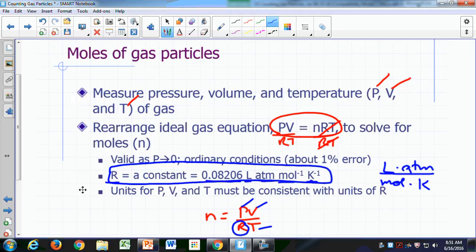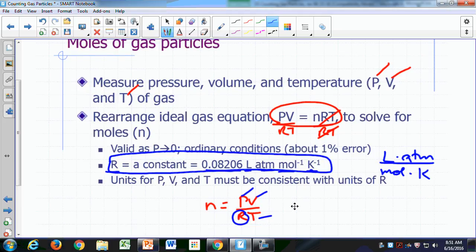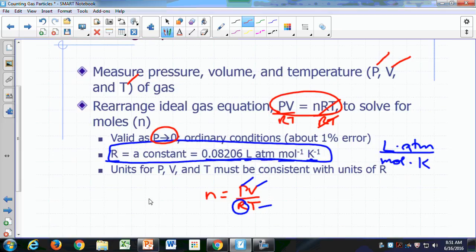And like I said, the ideal gas equation, as we've said in a previous lesson, there's a reason it's called ideal, and the reason is that, strictly speaking, it's valid only as pressure approaches 0. Under ordinary conditions, you might be in error by about 1% at the most. So that's a pretty good equation to use. Okay, so let's look at an example.